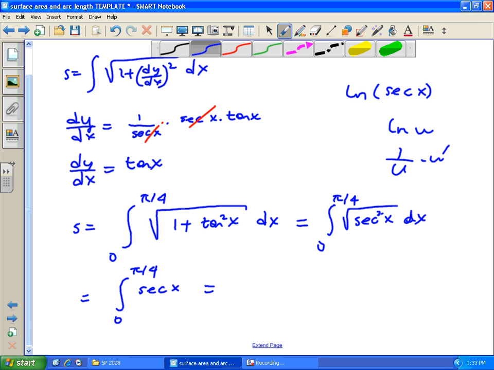Luckily, this was something you didn't have to memorize, but you should be able to get it when you need to. That was ln of secant plus tangent. So let me remind you, this was ln of secant plus tangent. We just have to worry about plugging in the limits now. And the limits are 0 to pi over 4.